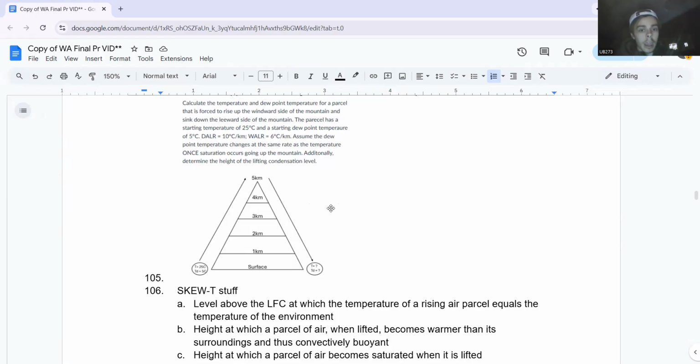But a parcel, I didn't type this, sorry, has a starting temperature of 25 degrees Celsius and a starting dew point of 5 degrees Celsius. The dry adiabatic lapse rate is 10, as we expect, and it wants us to use a wet adiabatic lapse rate of 6. Assume the dew point changes at the same rate once saturation occurs. Also determine the LCL. So basically we need to know what the final things are.